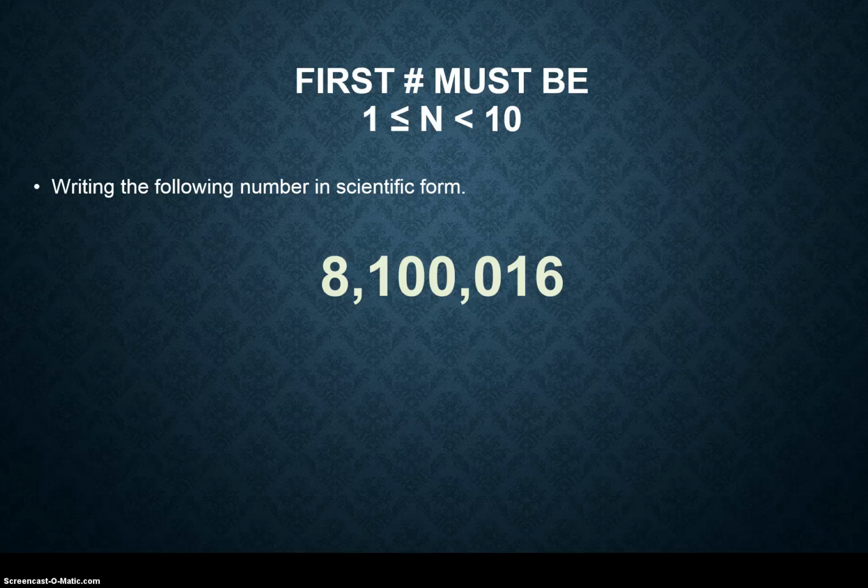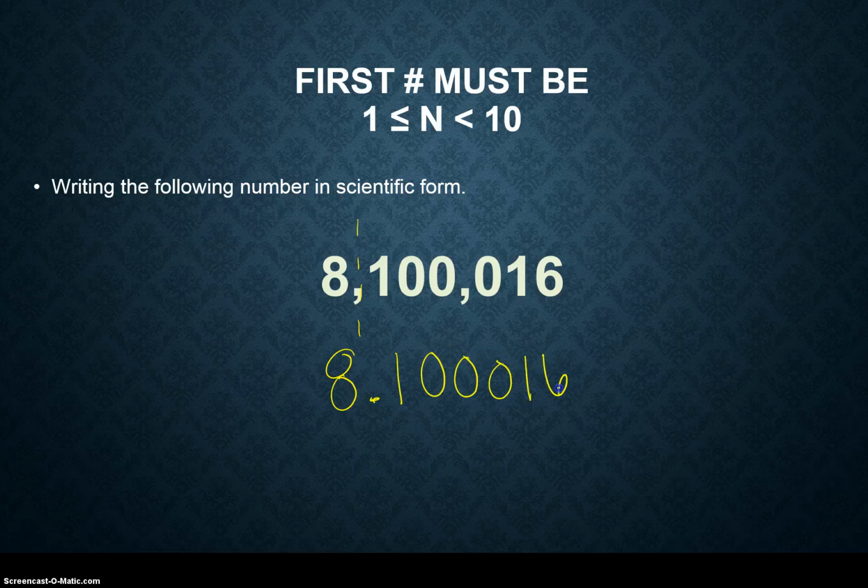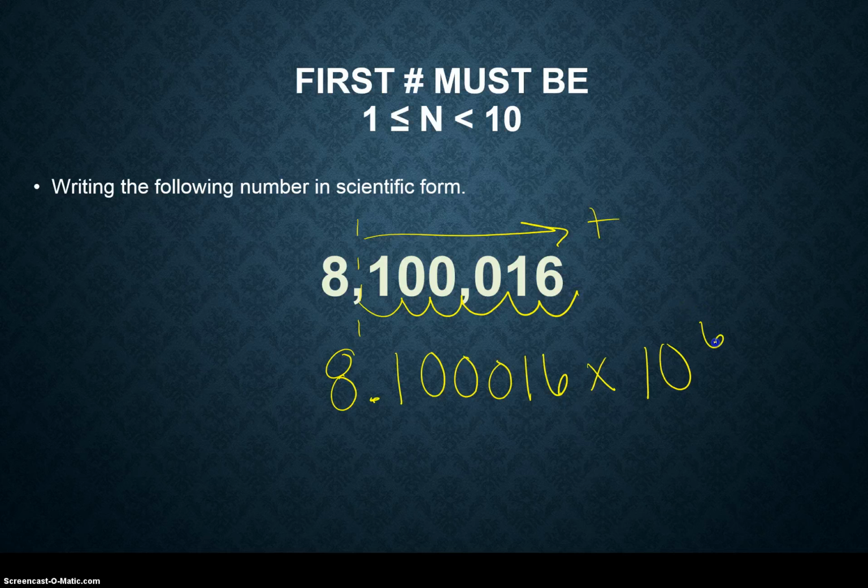This is another large number. It's going to have a positive exponent. I do my dashed line. So pause the video and see if your result will match mine. Did you write 8.1000016? You have to leave these zeros in because there are numbers behind them that have value. Times 10. And you counted the place values that you moved to the right, it's going to be a positive number, 1, 2, 3, 4, 5, 6, to the 6th power.